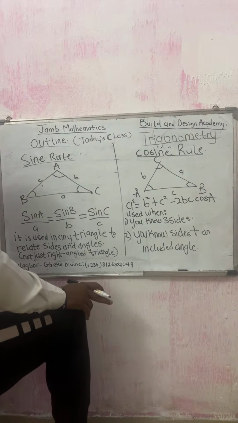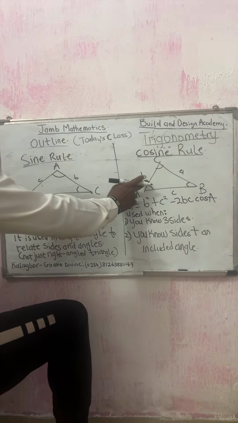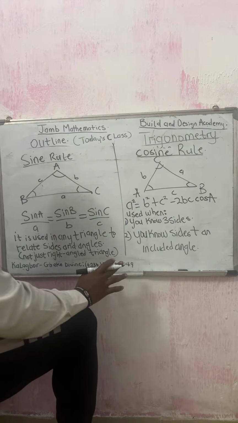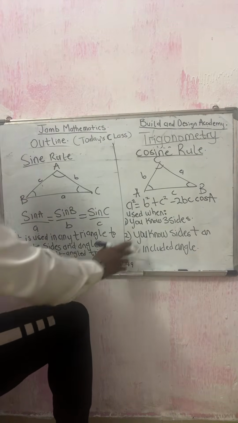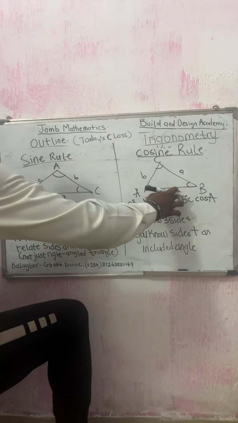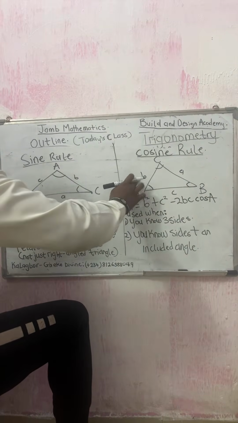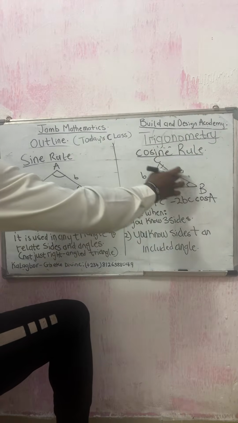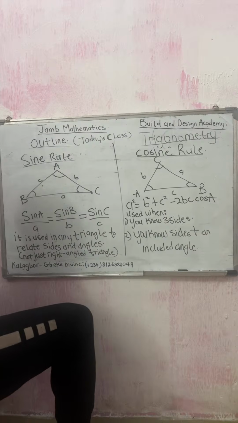You must know at least three sides. That's either you know A, B, and C. It must be given to you. Or you know two sides, either A and C, or B and C, or A and B, and an angle, either angle A, or angle B, or angle C, before you can use the cosine rule.